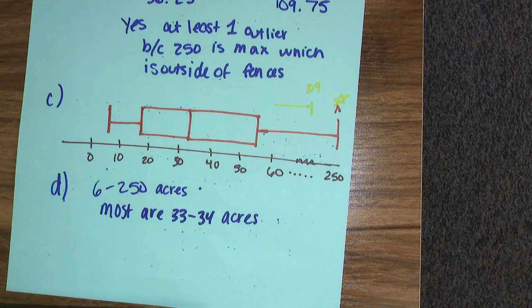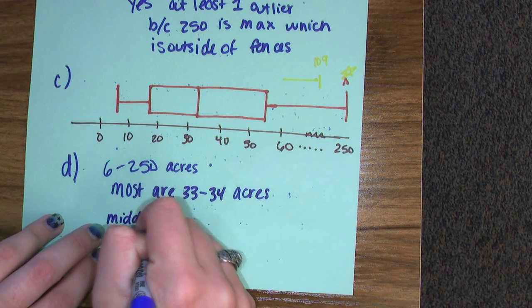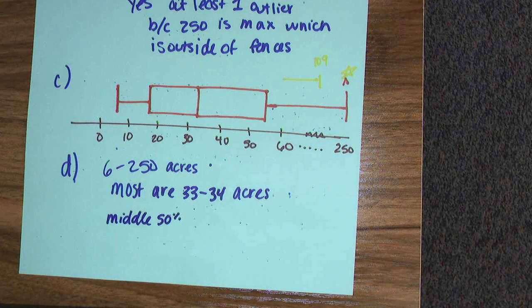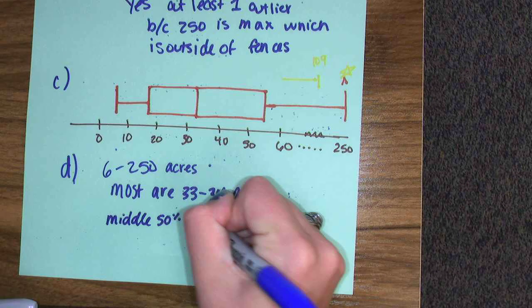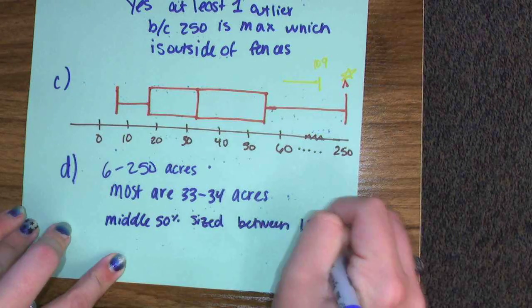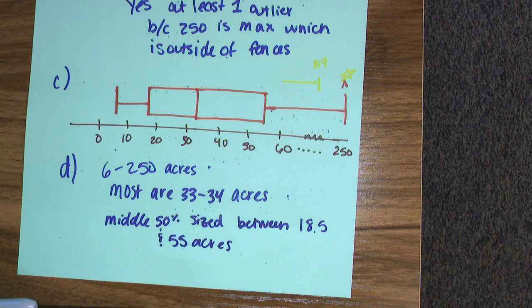You could talk about the IQR, like the middle 50% being 36.5 acres. Or, well, 36 acres isn't necessarily true. They're sized between 18.5 and 55 acres. Okay, stuff like that. You might say something else about the mean or the median, whatever, but overall that's pretty good. Any questions about those?